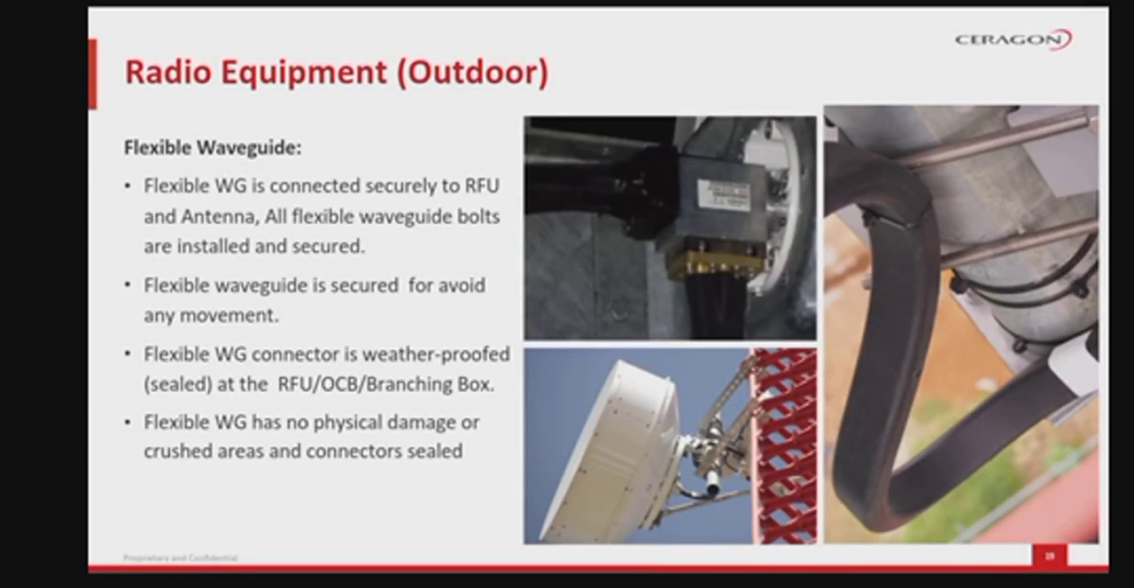Perform the physical revision of the flexible waveguide and verify that all the screws in both ends of the waveguide are installed and properly tightened. Check the weatherproofing of the waveguide and that the waveguide has no visible damage or crushed areas. In case of waveguide damage, make a note in the maintenance protocol, including the length of the waveguide, and suggest a corrective maintenance activity.